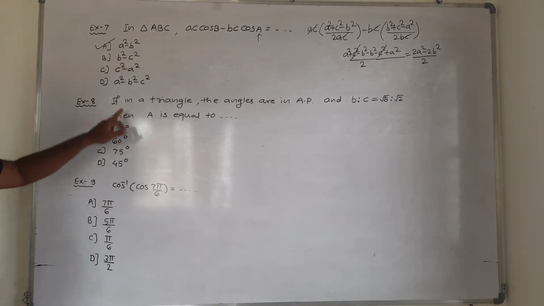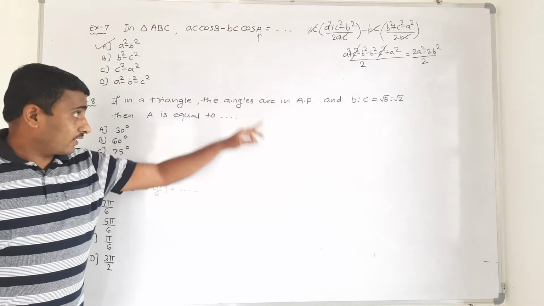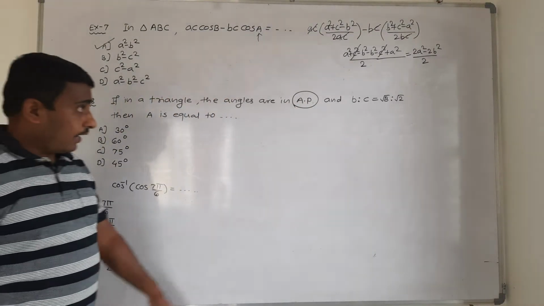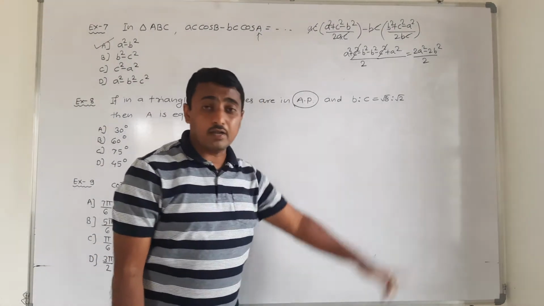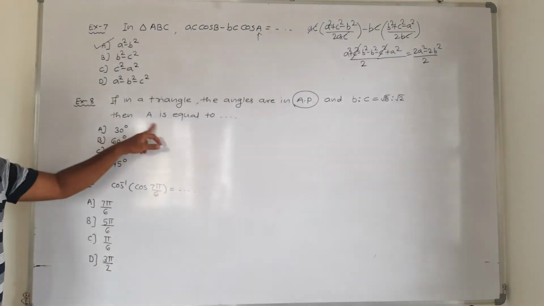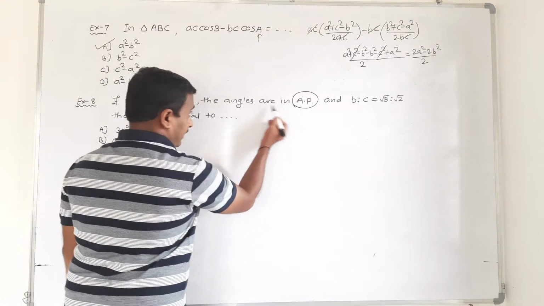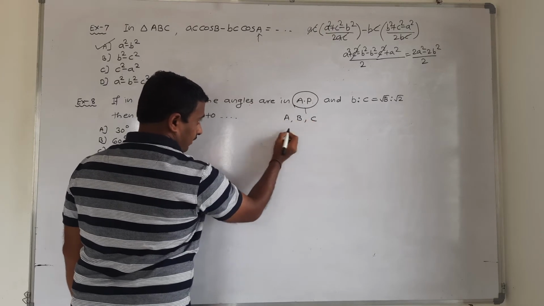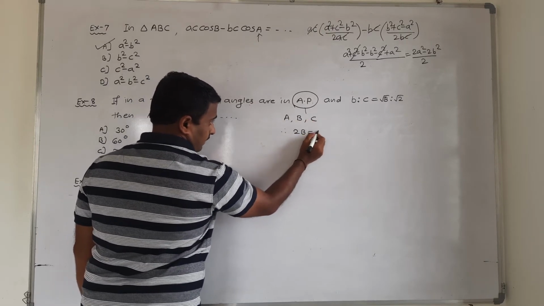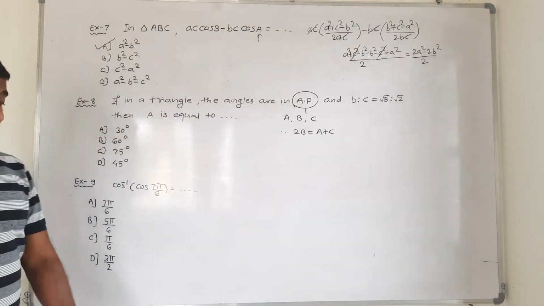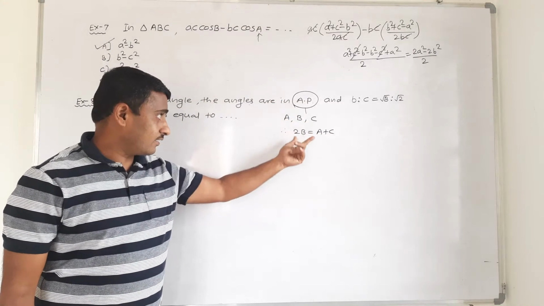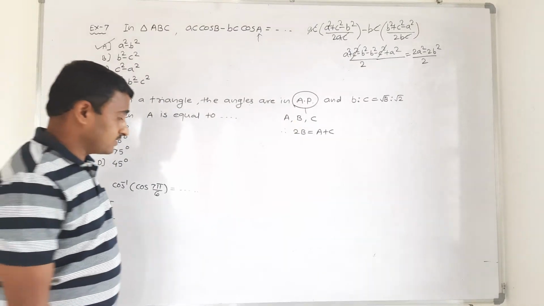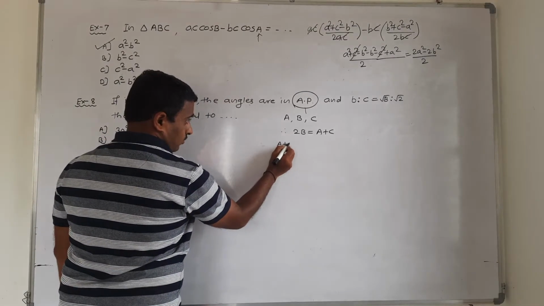Next, if in a triangle the angles are in arithmetic progression, and the ratio of the sides b as to c is equal to root 3 as root 2, then A is equal to what? Angles are in arithmetic progression. 3 angles, that is A, B, C, are in AP. Therefore, 2B is equal to A plus C. This is just the property of arithmetic progression. 2 times middle is equal to sum of first and third. 2B is equal to A plus C. Now we know that A plus B plus C is equal to what?